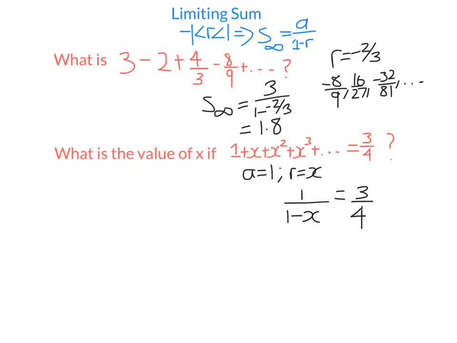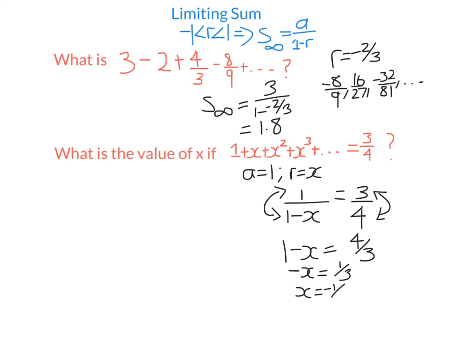So how do we solve this equation? Well, whatever you do to one side, you must do to the other. So we can flip the fraction on the left-hand side as long as we do that on the right-hand side. So we get 1 minus x equals 4/3. So subtracting 1 from both sides and then timesing by -1, we get x is equal to -1/3.